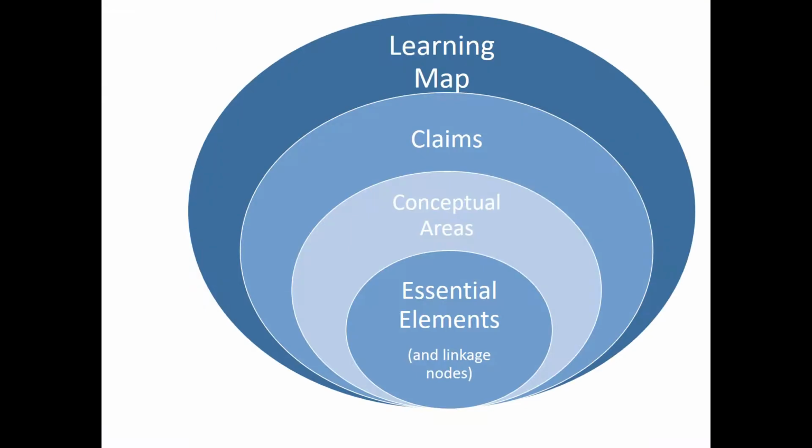So let's jump in. This diagram shows the relationship between various components of the DLM system. The large organizing framework is a learning map. From this, we can determine the claims that can then be further divided into conceptual areas. These conceptual areas are made of essential elements, which are the smallest units of the system.